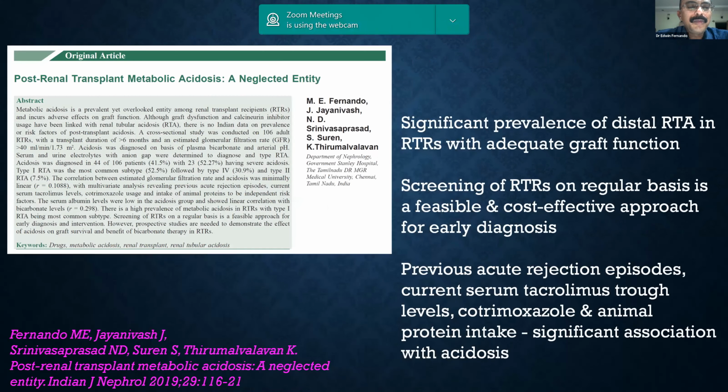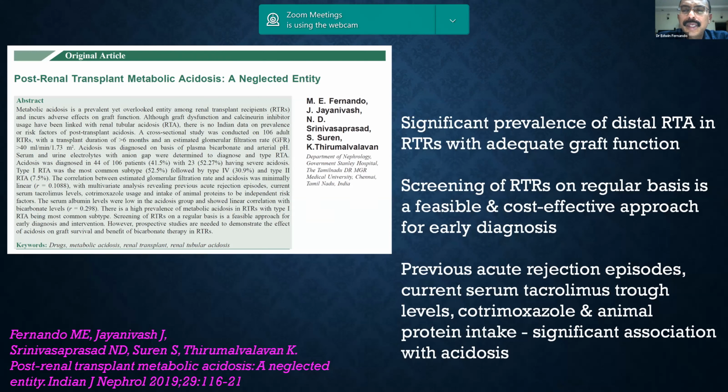So when we were discussing this, we thought we should look at our data about metabolic acidosis. We have an active live related and deceased donor program. This is a publication made by our team at the Stanley Medical College. We published this in the Indian Journal of Nephrology in 2019, where we found there was a significant prevalence of distal RTA, even with adequate graft function.